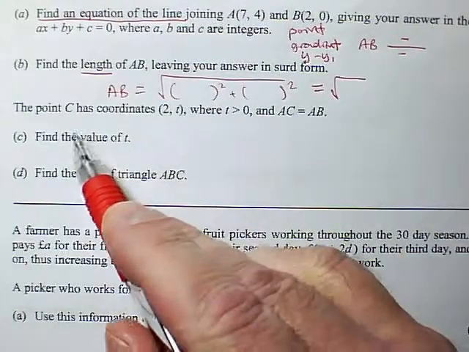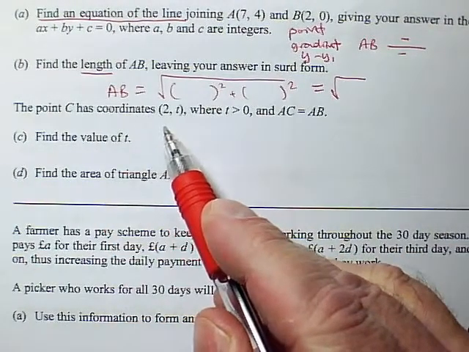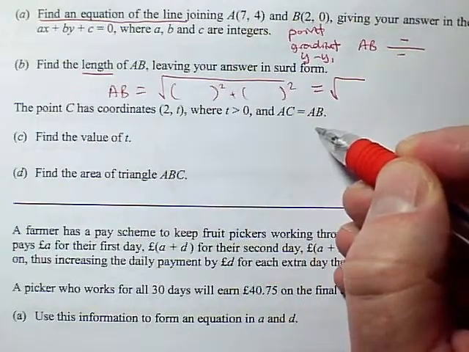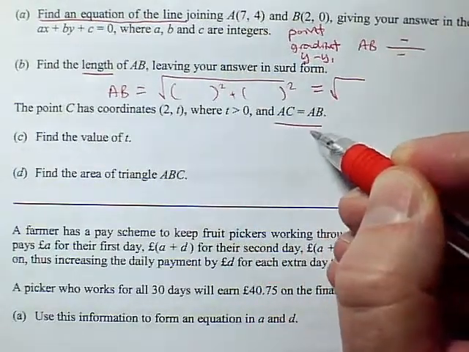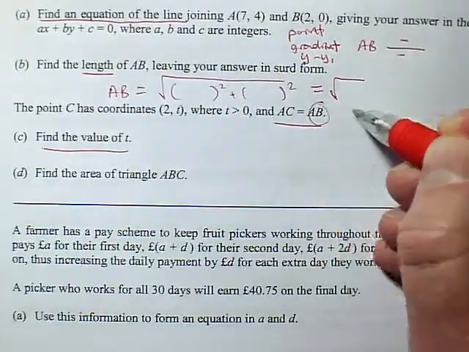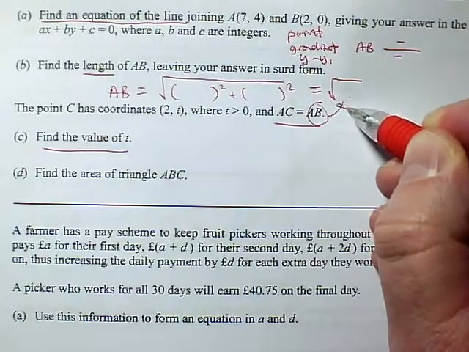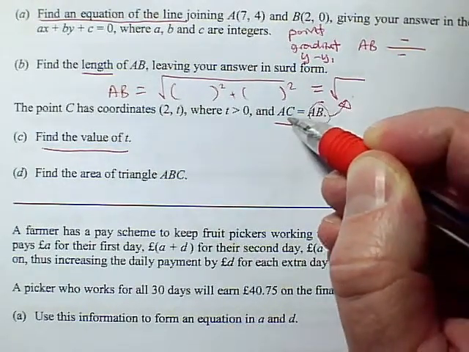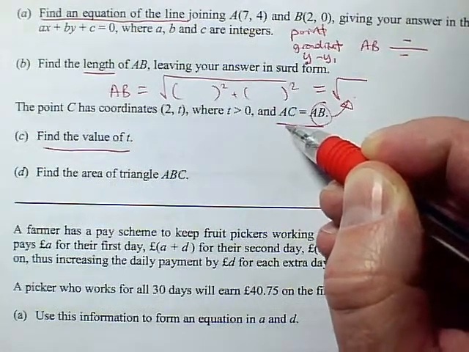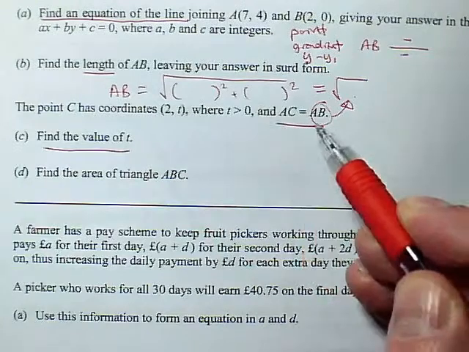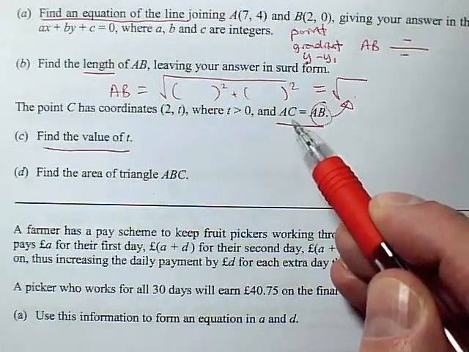Okay, and then finally we've got the point C has coordinates (2, t) where t is greater than 0. AC equals AB. Okay, so this is given. All right, I've got to find the value of t. So AB is this answer that I had before. So I know what AB is. So AC has to be the same as that. And by AC it means length again. So this same method that I used for the length of AB, I use again for AC.